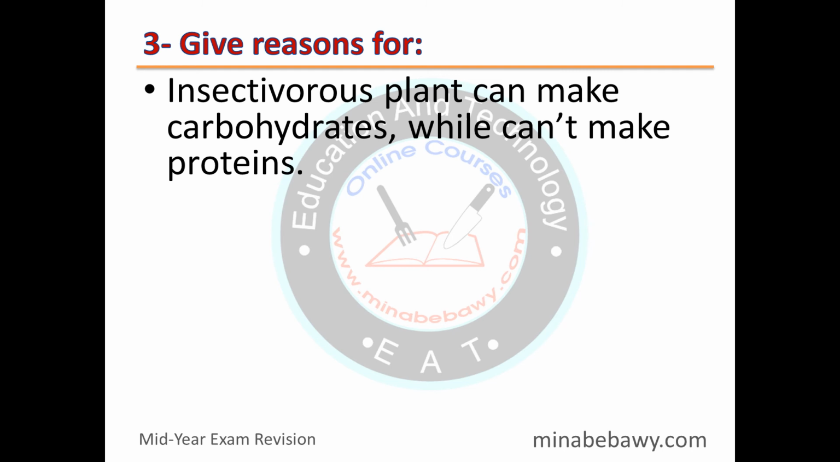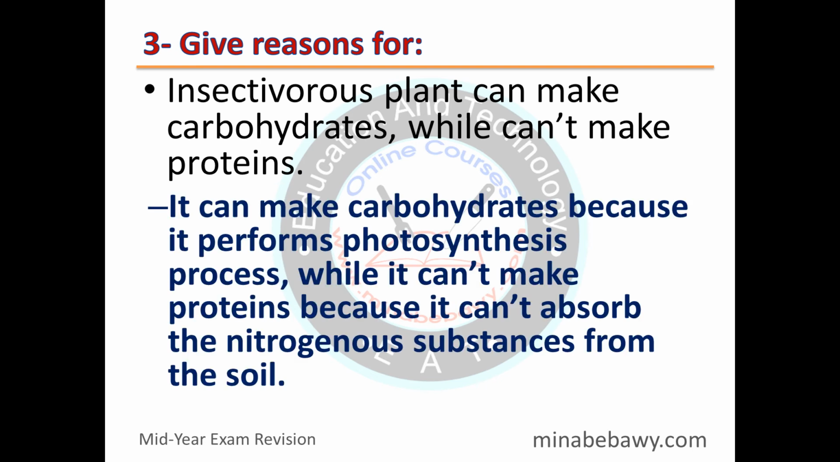Insectivorous plant can make carbohydrates while it can't make protein. It can make carbohydrates because it performs the photosynthesis process, while it can't make proteins because it can't absorb the nitrogenous substances from the soil.